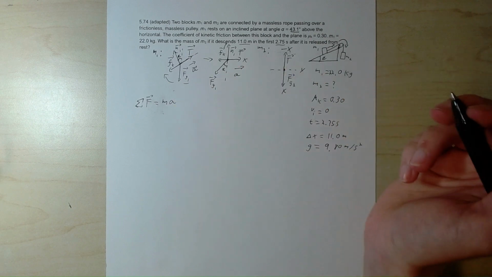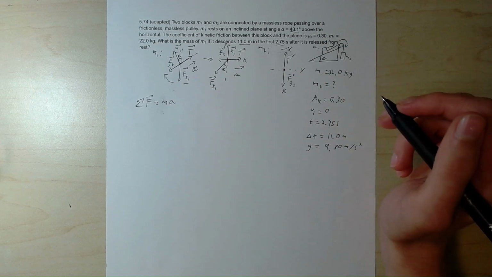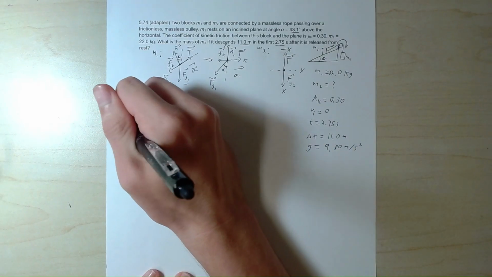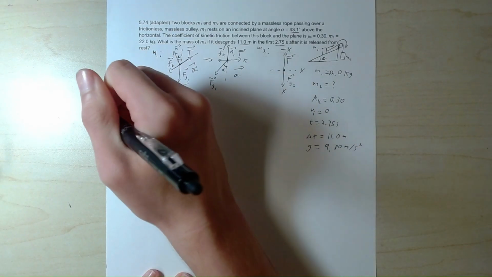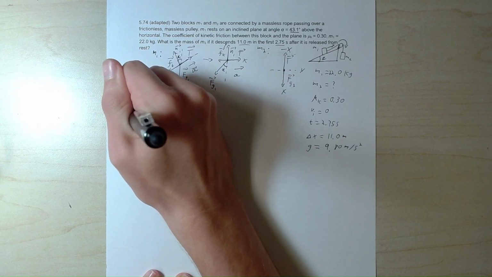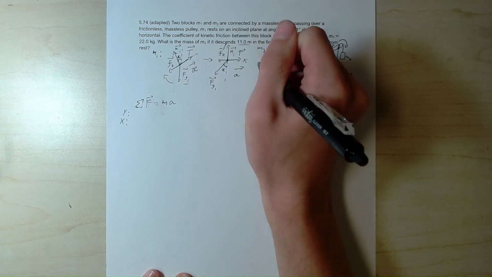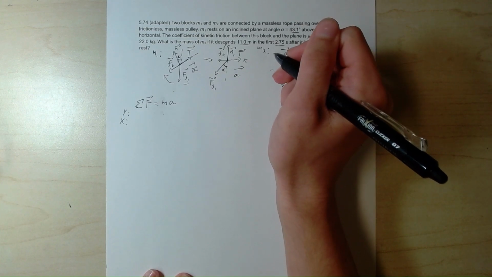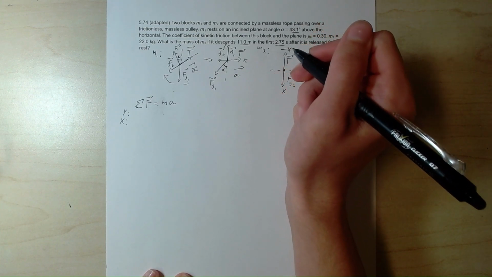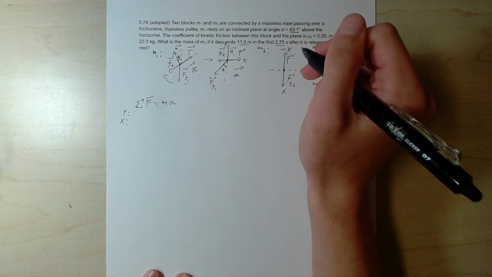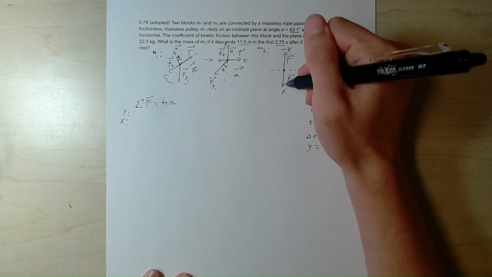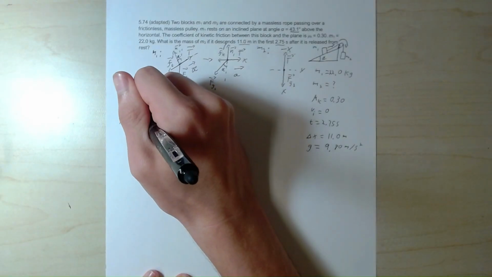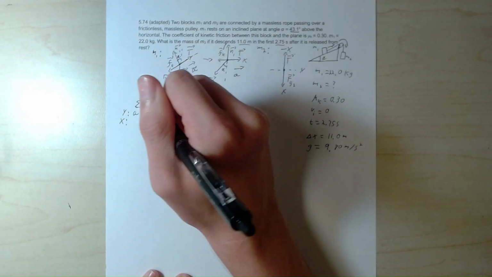So let's identify these forces here and put them in an equation. I'm going to start with the x direction. Actually, I'm going to start with the y direction. For the y direction, for both of these, we know that the acceleration is 0, right? Because the acceleration only happens in the x direction. So the acceleration for y equals 0.